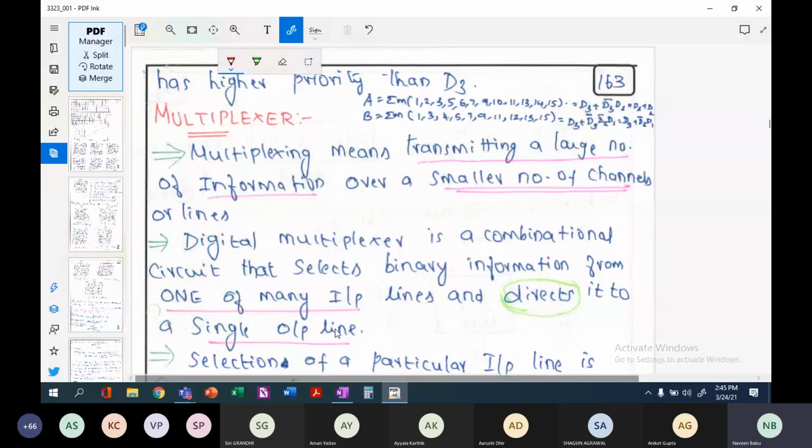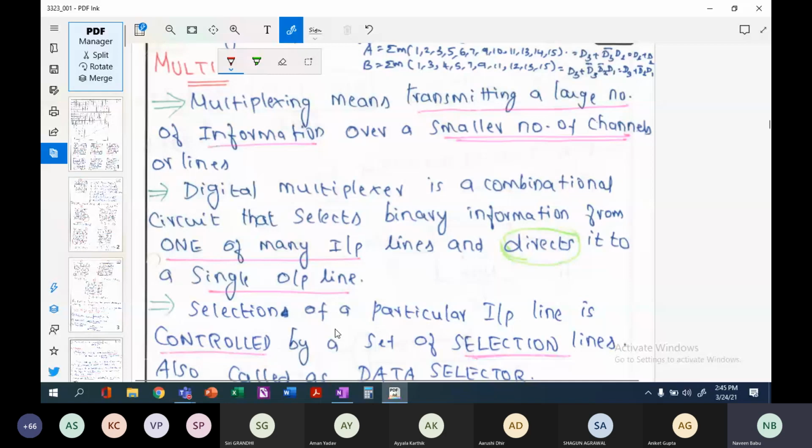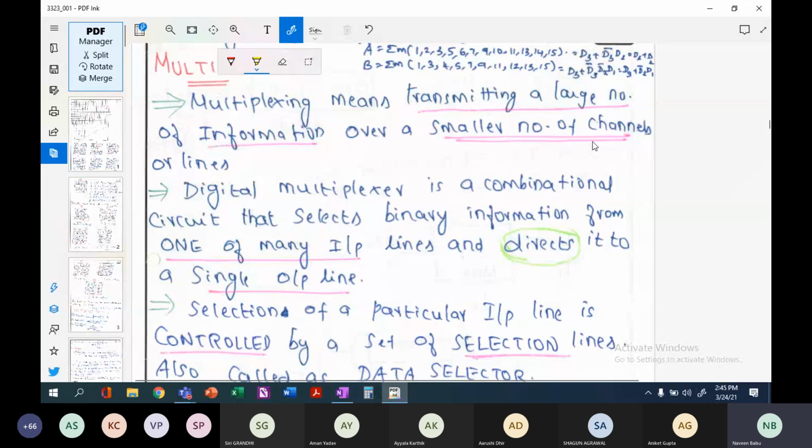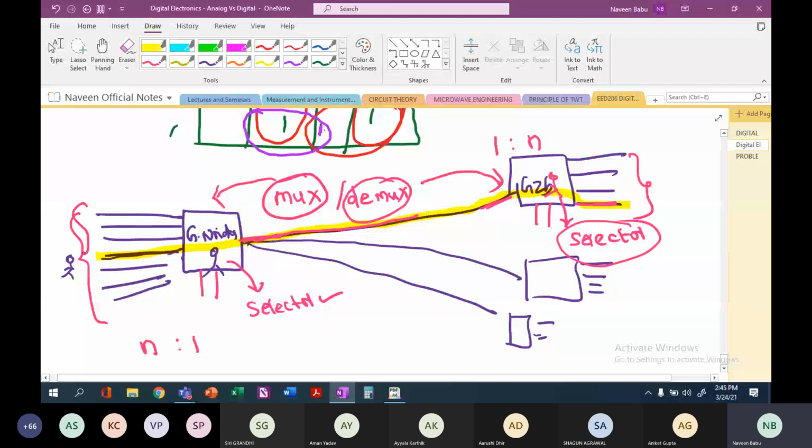This is the primary principle and the application also. So what does multiplexing mean? Multiplexing means transmitting a large number of information over a small number of channels. Right, as I mentioned here, from a large number of channels to a smaller number of channels here.